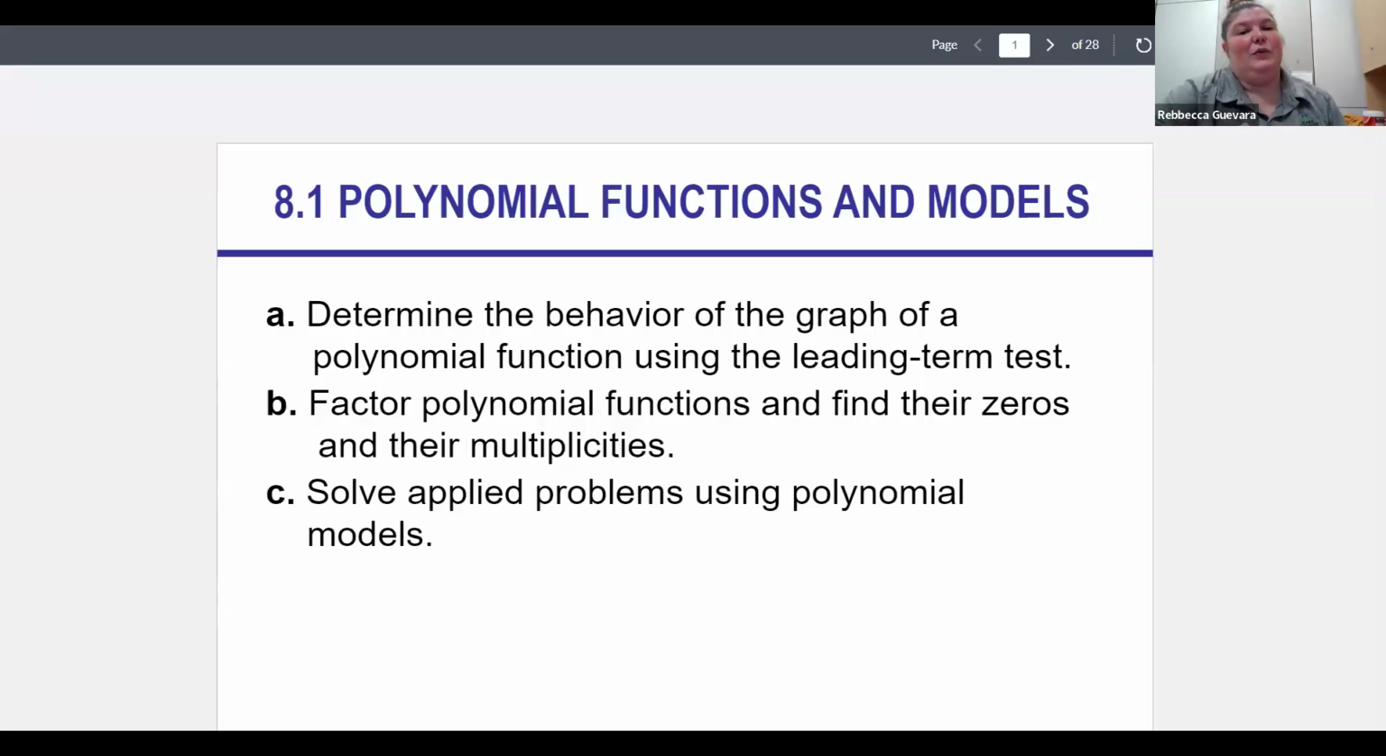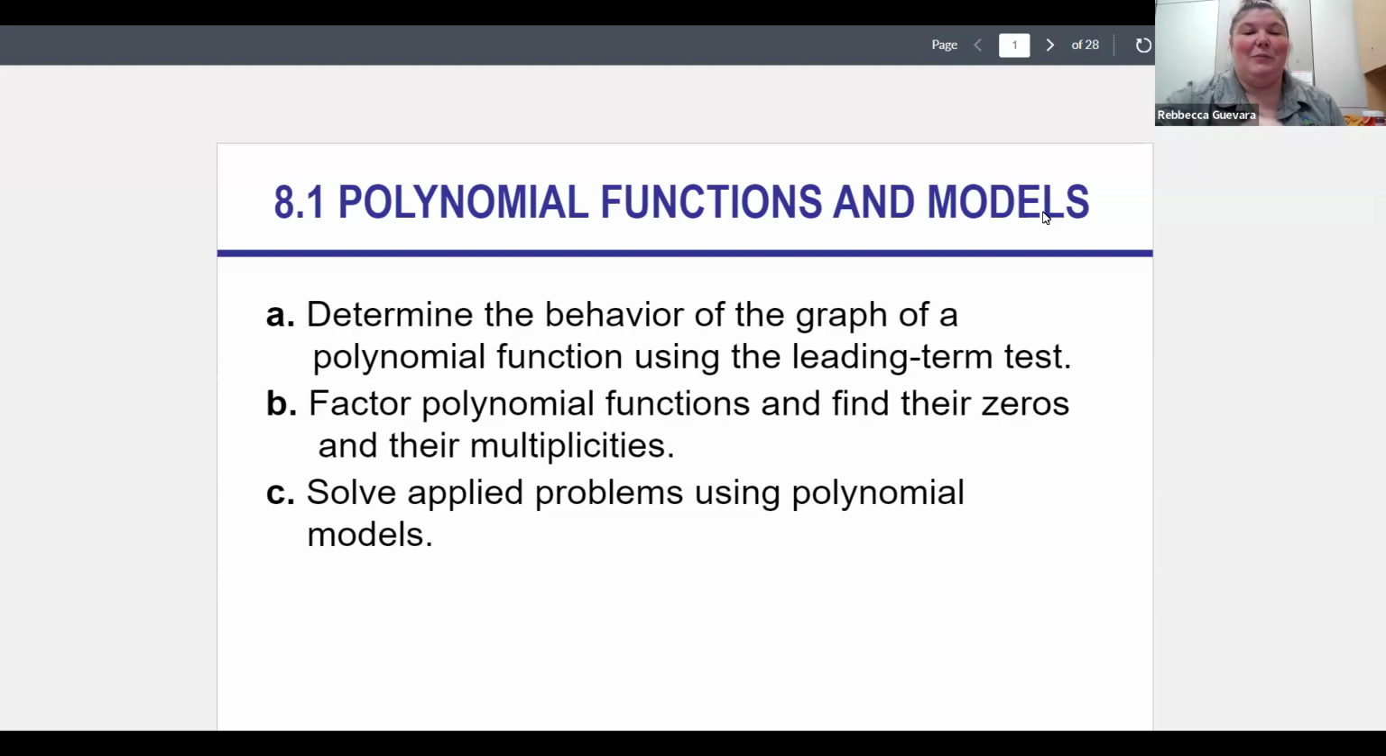All right, so this section is where we're going to put some of those factoring skills to use. So again, we're going to talk about polynomial functions and their models. First, we're going to focus on determining the behavior of polynomials using what are called leading term tests. So we're talking about long-term behavior, and then we're going to factor polynomials and find their zeros and their multiplicities. That's something we call short-term behavior.